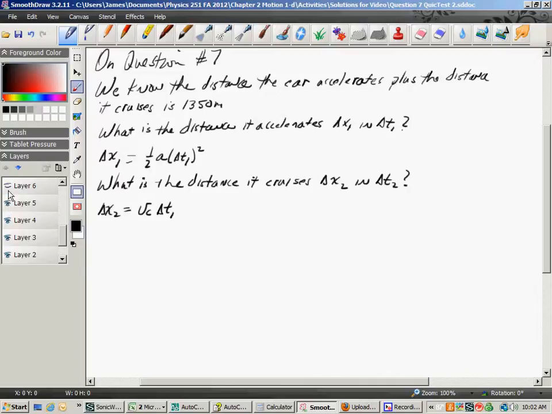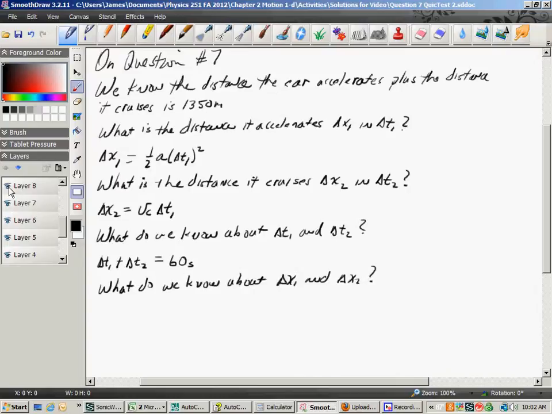Okay. What do we know about the time of acceleration and the time of cruising? Pause the video and write it down. We know that the time of acceleration plus the time of cruising has to equal 60 seconds.